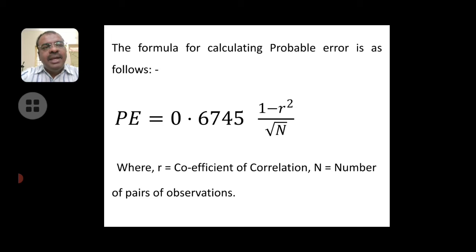The formula for calculating probable error is as follows. Now the probable error formula is 0.675 into 1 minus r square divided by the square root of n, where r represents the coefficient of correlation, n indicates the number of pairs of observations.